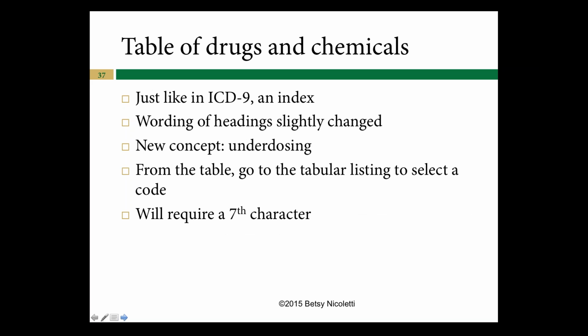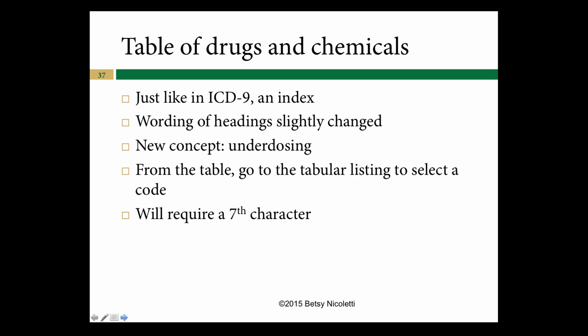But going back to the issue of coding, we have in ICD-10 a table of drugs and chemicals. That's in the index portion of the book, and it lists the chemical by its chemical name. The headings have changed a little bit: poisoning accidental, unintentional, poisoning intentional, self-harm, poisoning assault, poisoning undetermined, adverse effect, and then this new concept of underdosing.